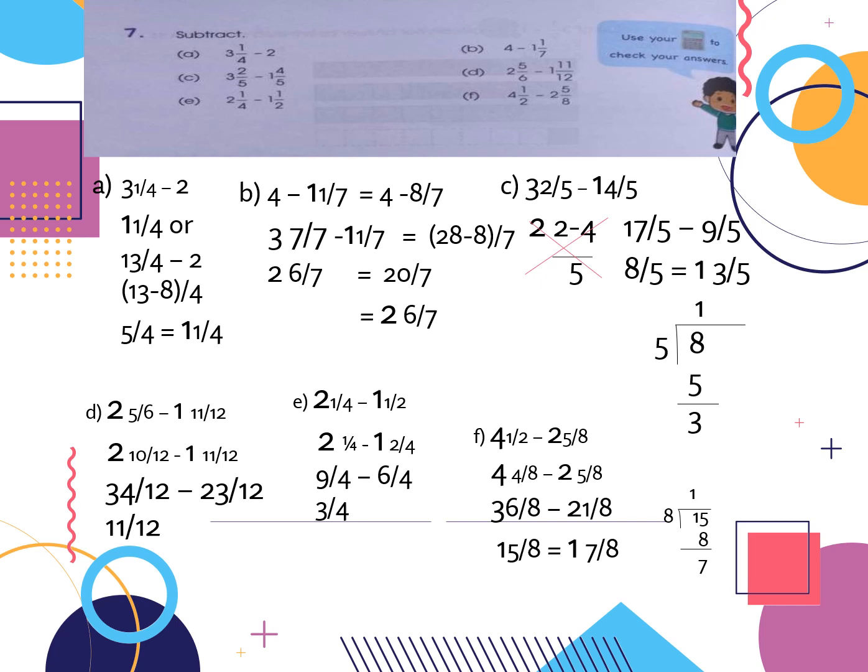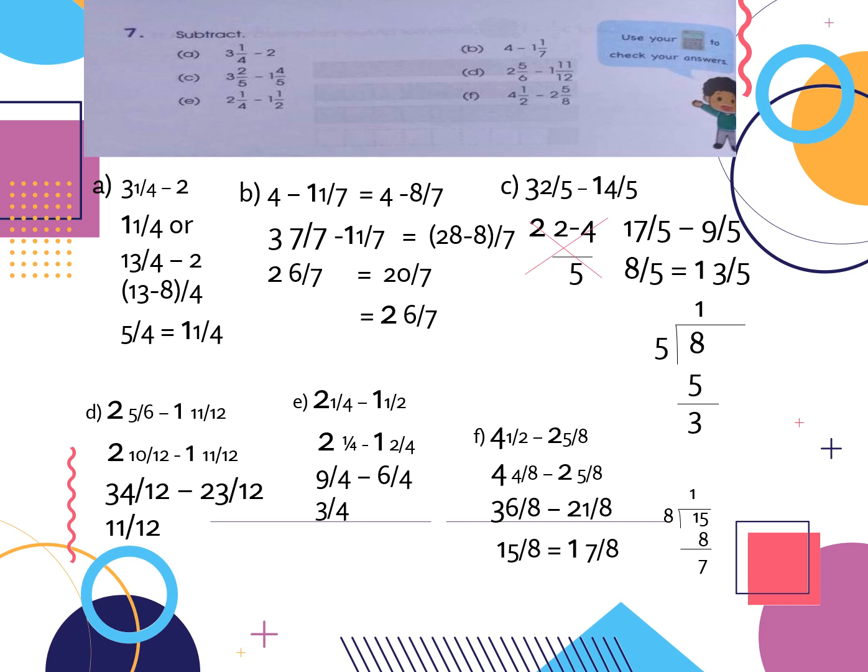In part D, we have 2 whole number 5 over 6 minus 1 whole number 11 over 12. Here in the fraction parts, we don't have the same denominator. We can make it the same by simply multiplying and dividing 5 over 6 by 2. So we have 5 into 2 is 10 and 6 into 2 is 12. Now we have 2 whole number 10 over 12 minus 1 whole number 11 over 12. Again, here we can't solve it directly, because if we subtract 10 minus 11, it will result in a negative value.